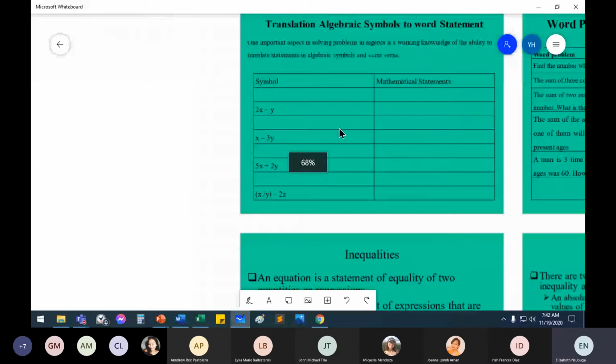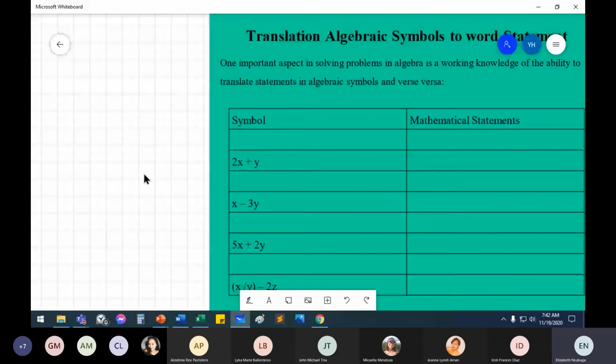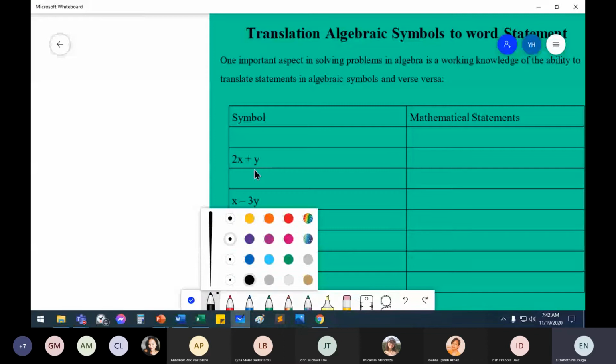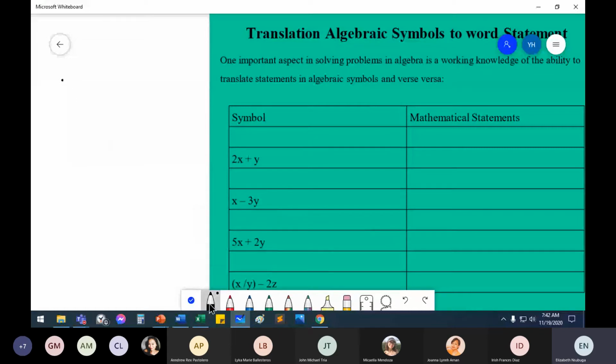For instance, we are going to translate this algebraic expression into a word statement. There are so many ways you can do this. It's not only that you can write it in one way. That is why I don't give questions like this, because everybody will be writing differently and I would have trouble checking it. So if you're given an expression, let's just do it to see if we understand what it means.